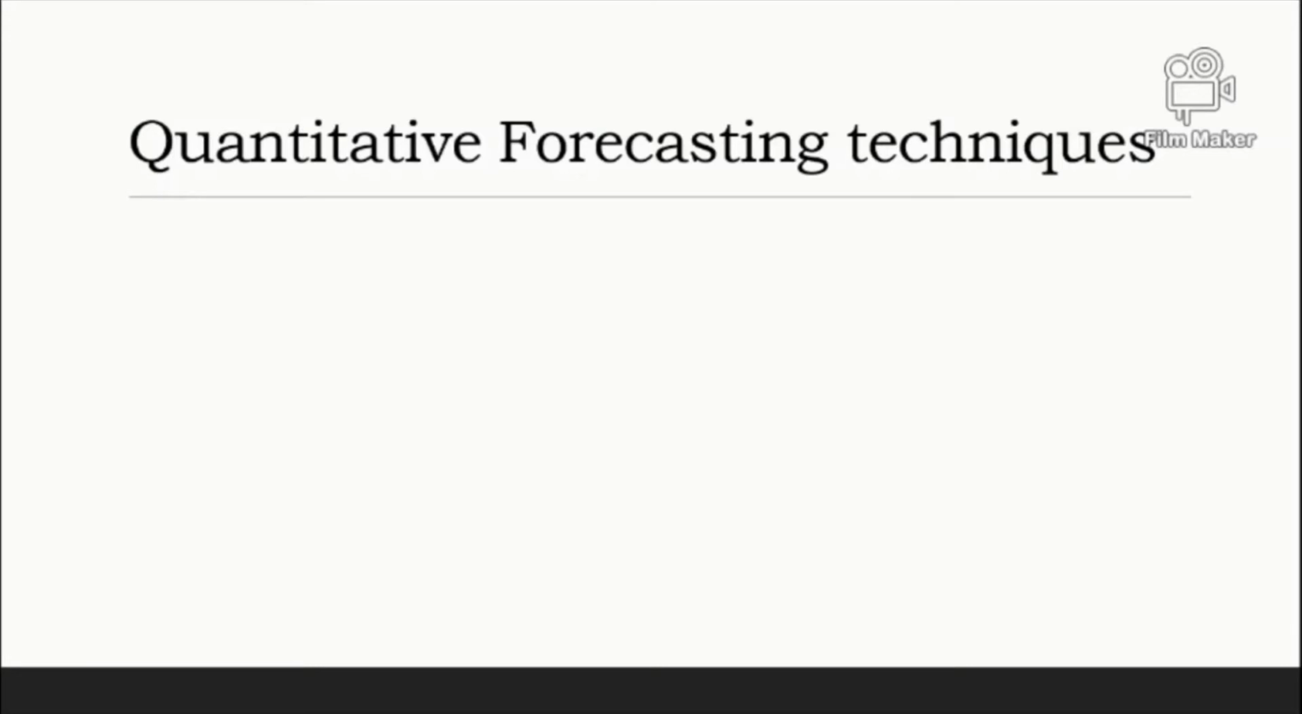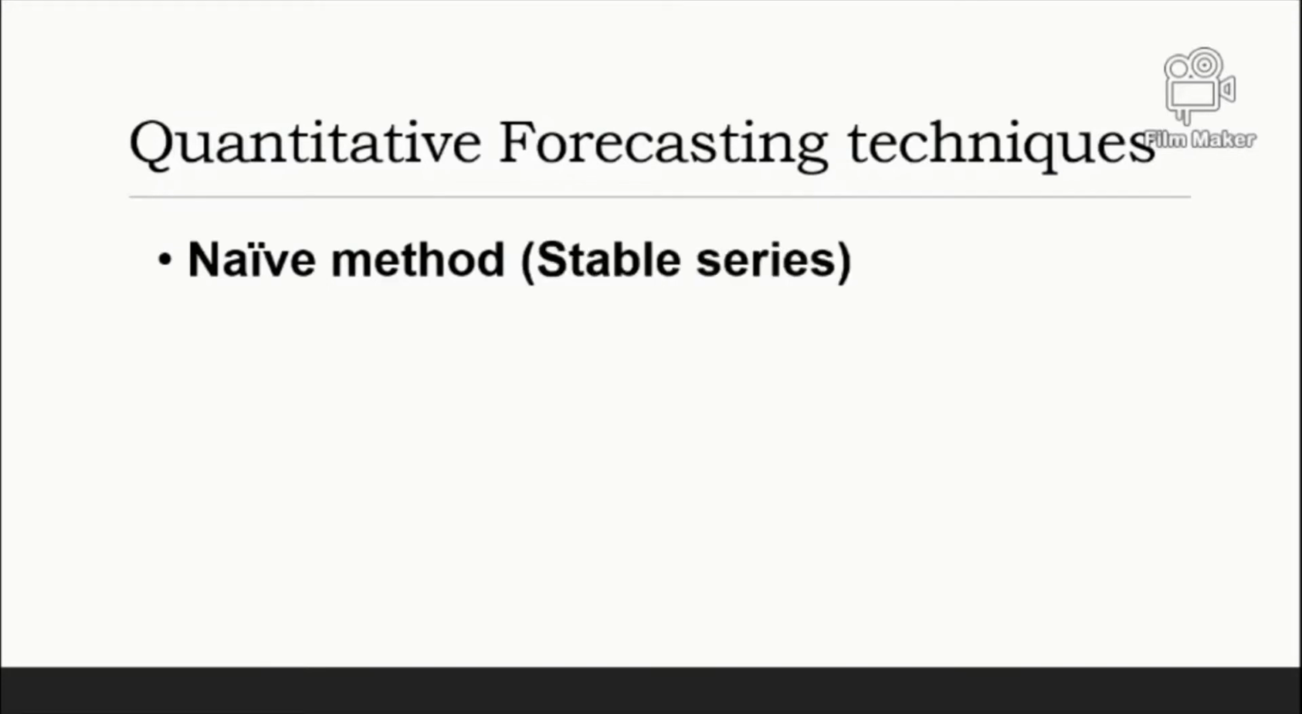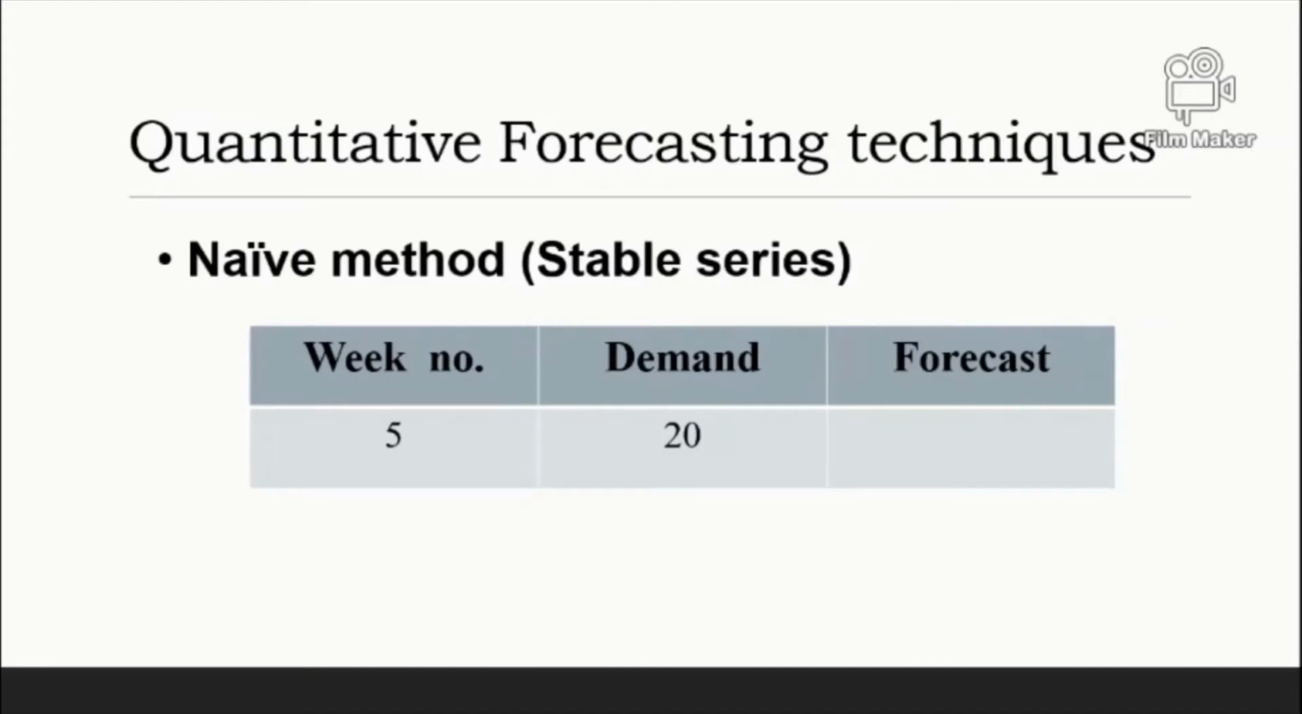The first technique we will study is called the naive method. A simple but widely used approach to forecasting is the naive approach. A naive forecast uses a single previous value of a time series as the basis of a forecast. The naive approach can be used with a stable series of variations around an average, with seasonal variations, or with trend. With a stable series, the last data point becomes the forecast for the next period. Thus, if demand for a product last week was 20 cases, the forecast for this week is 20 cases.